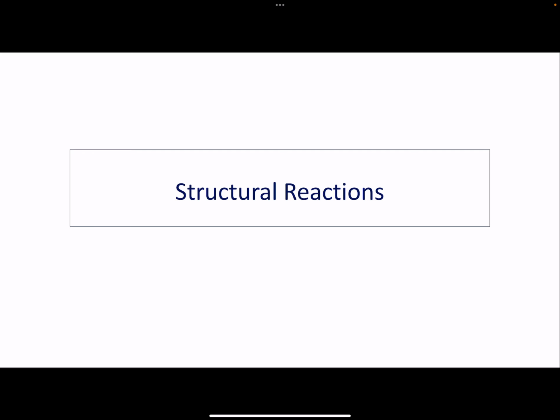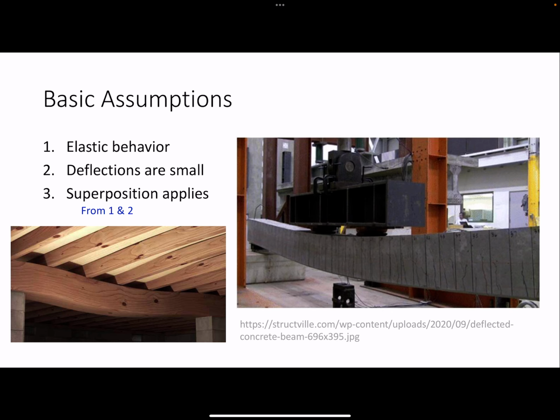All right, so now a brief introduction to structural reactions. Some basic assumptions that we make. First, we assume elastic behavior, right, in this class. That leads us to a next assumption that deflections are very, very small, all right? So in that line of thinking, any structure other than a cable would undergo deflections when exposed to structural loads, but we assume that those deflections are so small that they won't impact the geometry significantly enough to change our analysis, right? With a cable, that's different.